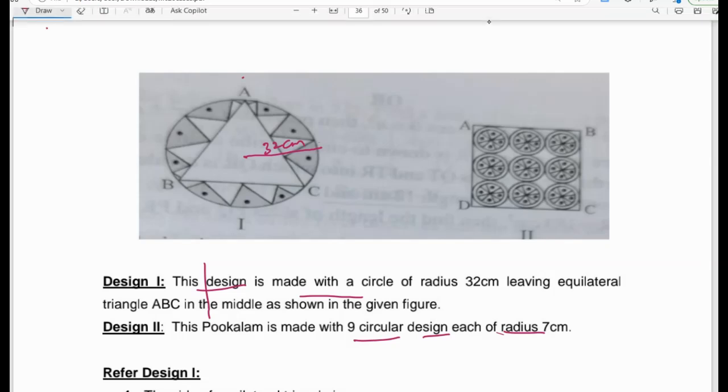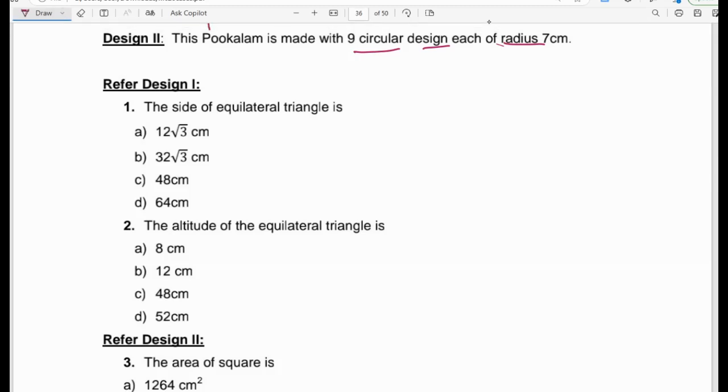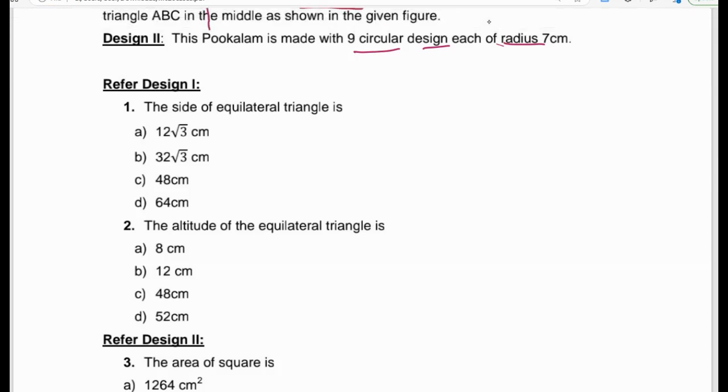The question is, refer to design 1, find the side of the equilateral triangle. So how to calculate the side of the equilateral triangle, then the altitude of the triangle. So for the equilateral triangle, the side will be given as follows.